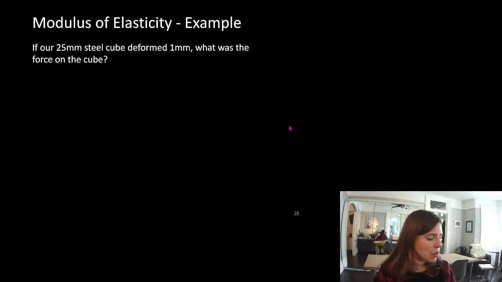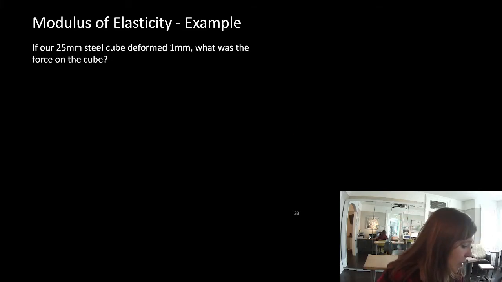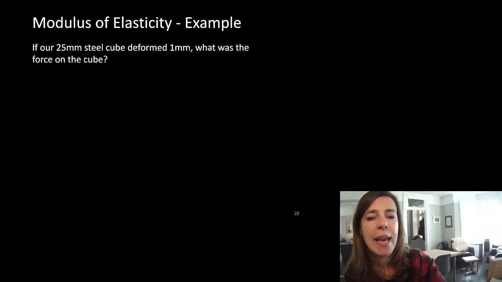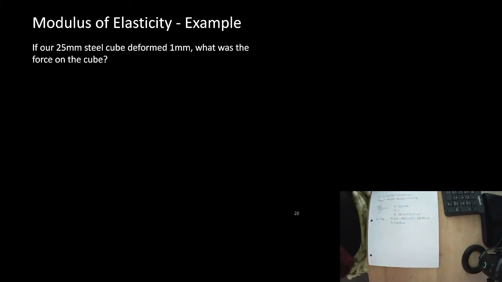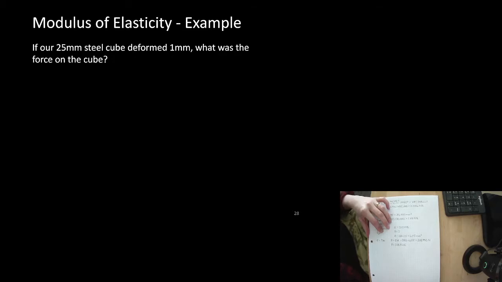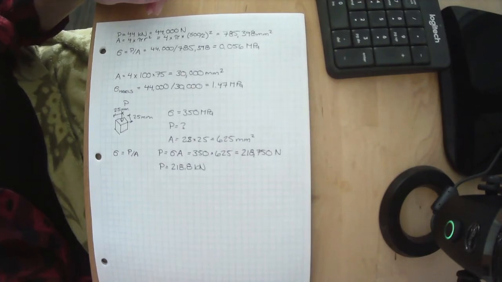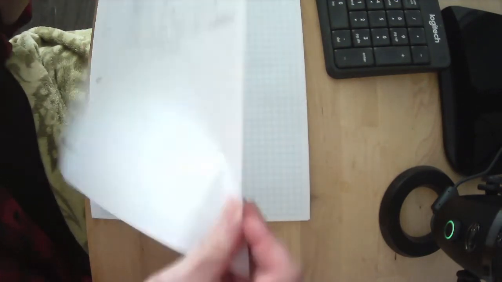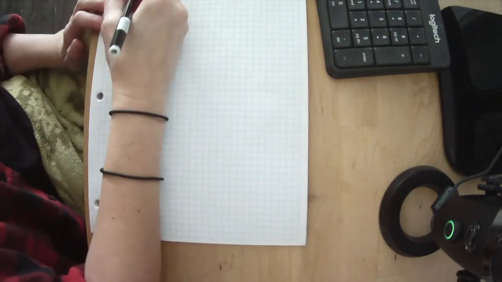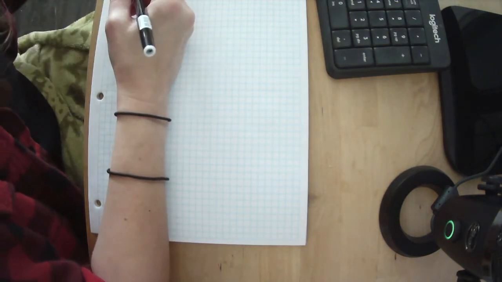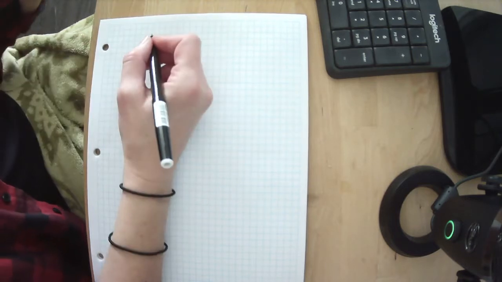All right, let's do an example here. In fact, we're going to do a couple of examples, so I'm going to turn my camera down. Like this. Move my chair.